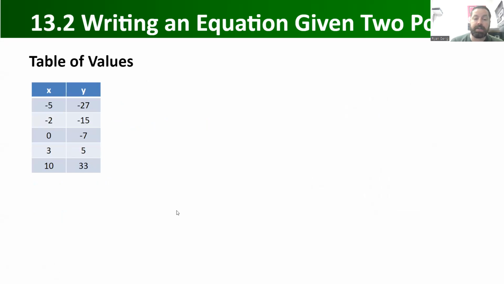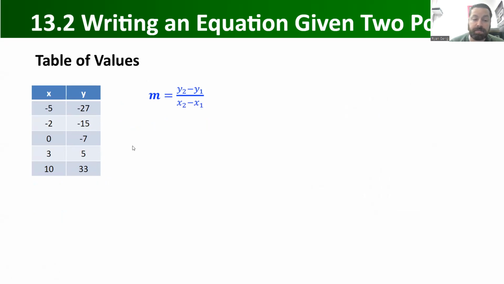What about from a table of values? Now, the title of this lesson is write an equation given 2 points. I actually gave you 5 points. Does that change anything? It actually doesn't. We still just find the slope. So let's pick any 2 points on here and find the slope.